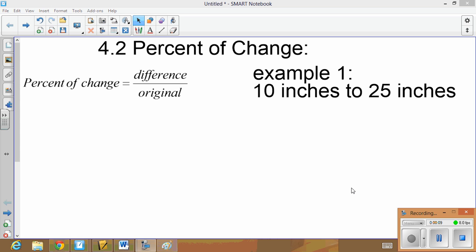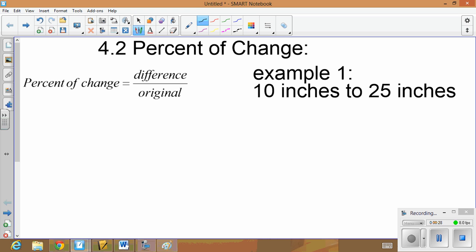Percent of change means when we go from one number to another and we want to find the change in the numbers, what percent that's worth. So if we take a look at example number 1, we go from 10 inches to 25 inches. So what we want to know is the change from 10 to 25. What percent was that? Well, question number 1, did my number increase or decrease? I went from 10 to 25. So this would be an increase.